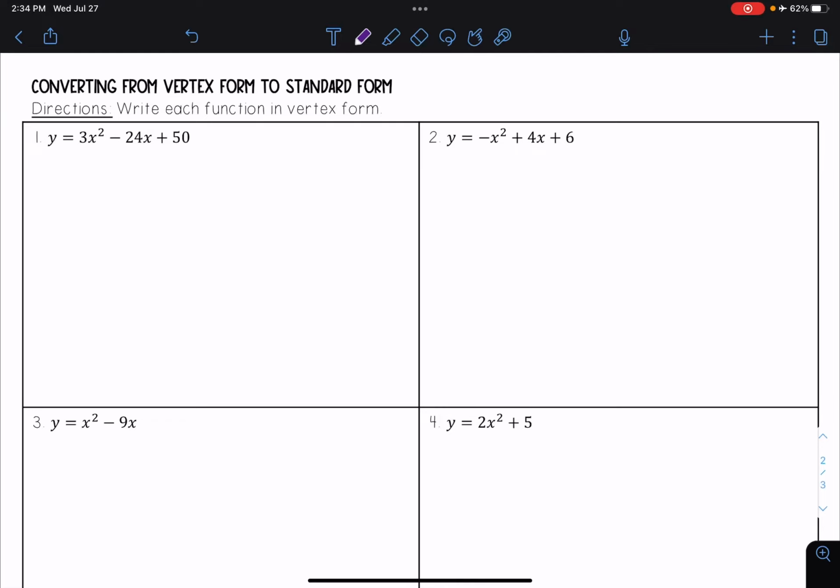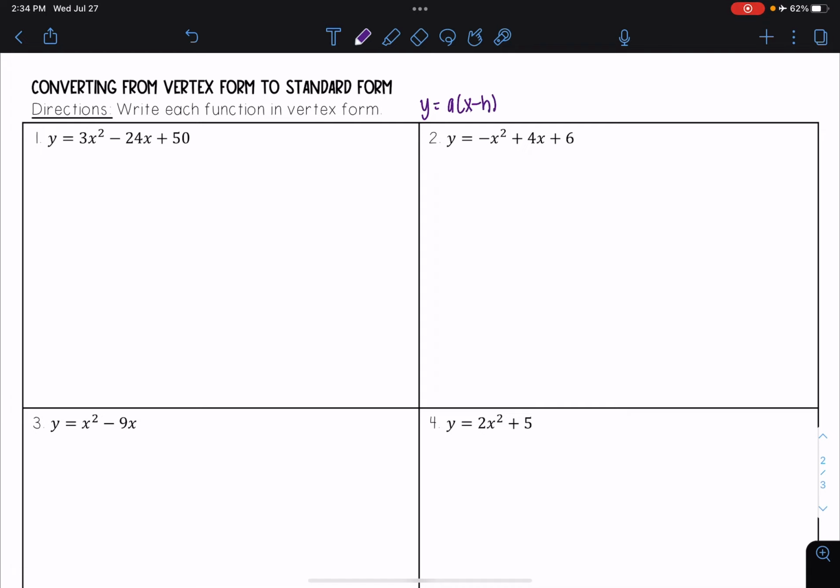So in this video, we're going to be looking at converting from standard form to vertex form. So remember vertex form, that is y is equal to a times x minus h squared plus k. So I need to know what my a is, my h is, my k is. Well, standard form already tells me what my a value is, so I really need to know what my vertex, my h, k is. And we do already know how to find the vertex. We just did that in the previous video.